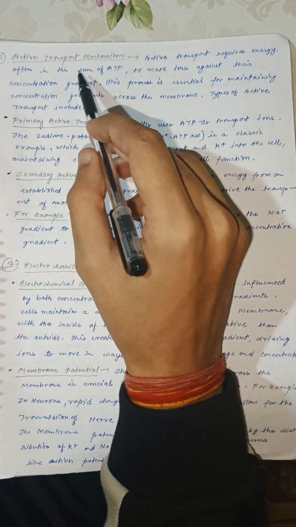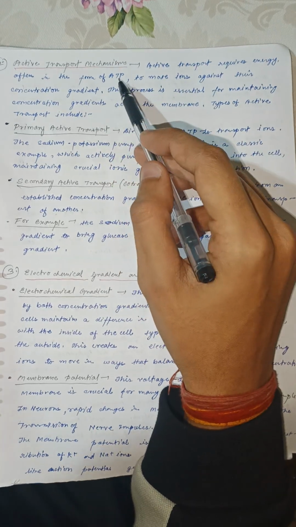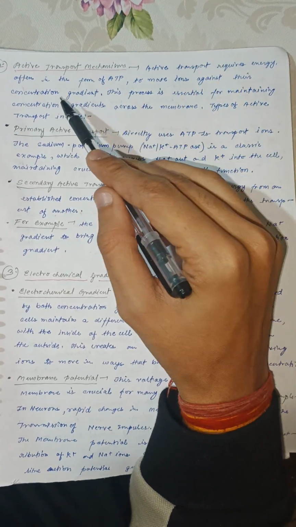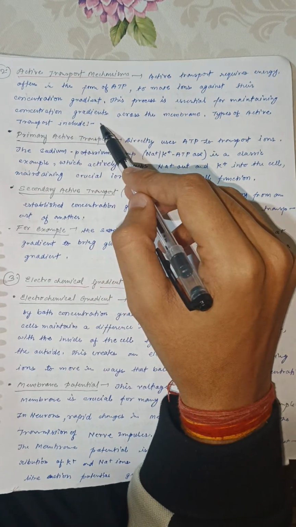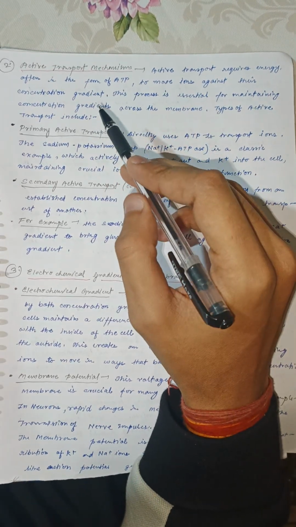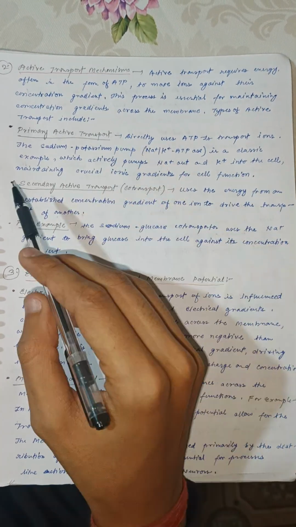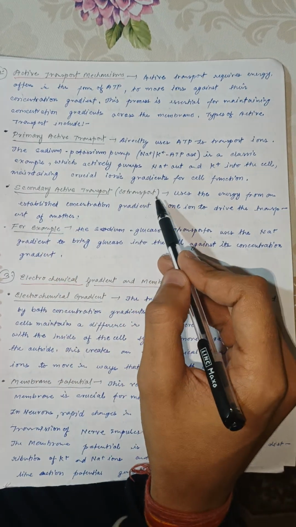Second one is active transport mechanisms. Active transport requires energy, often in the form of ATP, to move ions against their concentration gradient. This process is essential for maintaining concentration gradients across the membrane. Types of active transport include two types: primary active transport and secondary active transport. Secondary active transport is also known as co-transport.